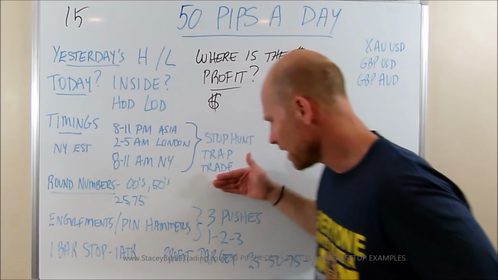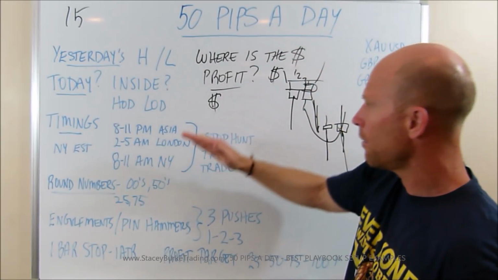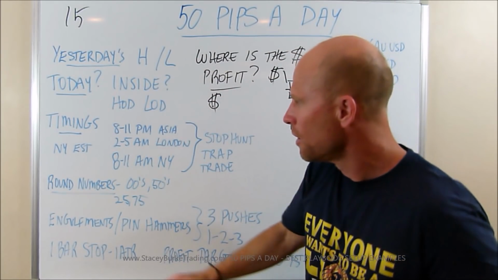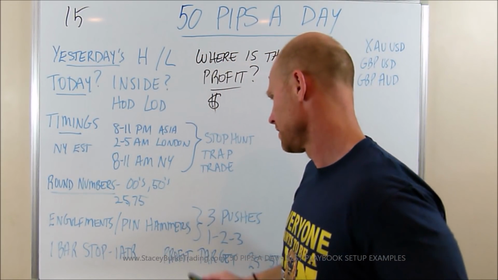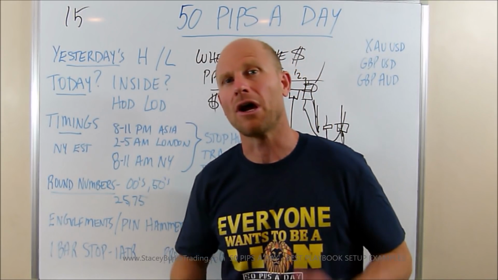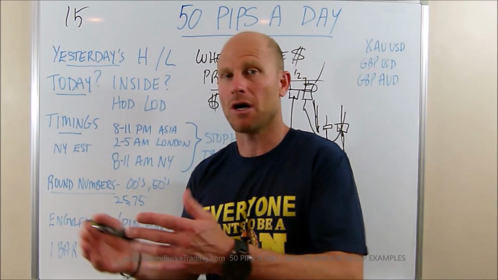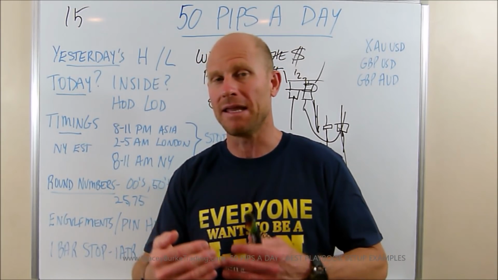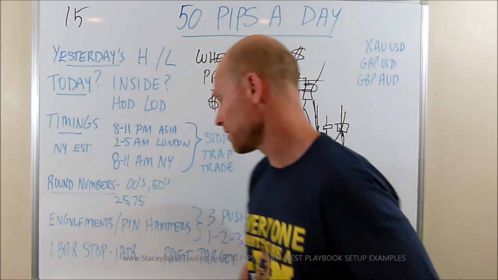Engulfments, pin hammers, 3 pushes, jamming them into a peak, whether they're extended out, whether it's jammed in for a squeeze, whether it's 3 pushes over 3 hours, as we saw in gold last night. And then a 1, 2, 3 often will be the stop hunt to end the move. Again, we saw that at the end of the Asian session, just prior to the move in Europe for gold all the way down.